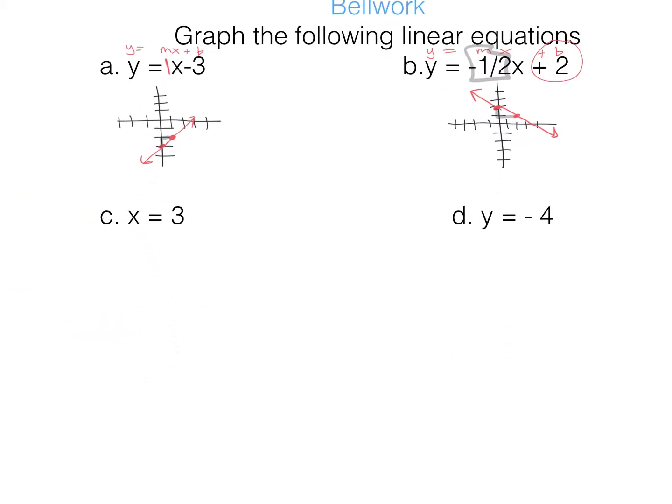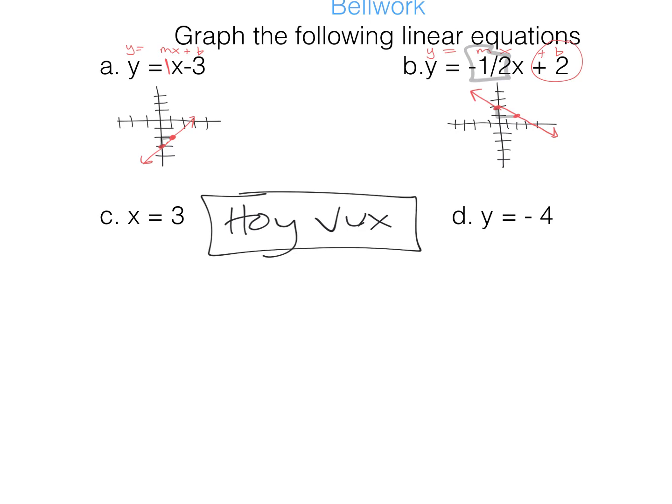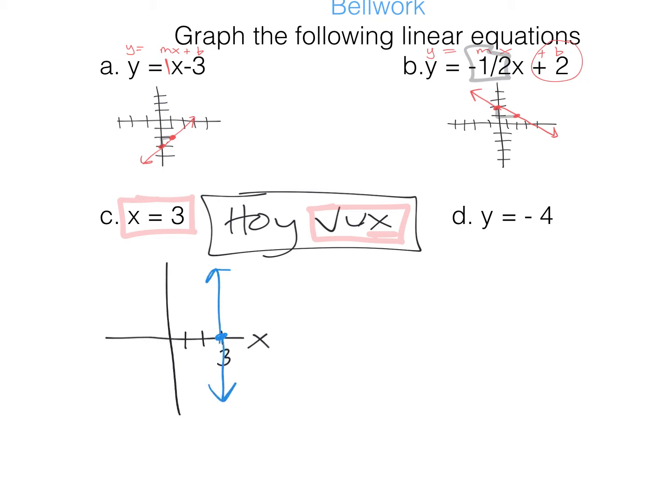As you look at C and D, we had 2 questions like this on our test. This is my Hoy-Vux, my special vertical and horizontal lines. So over here on part C, it's x equals a number. There's x. I know that means it's got to be a vertical line. So when I go to draw my coordinate plane, I go to the x-axis, I go to number 3, I'm going to put a point, and I'm just going to make a vertical line.